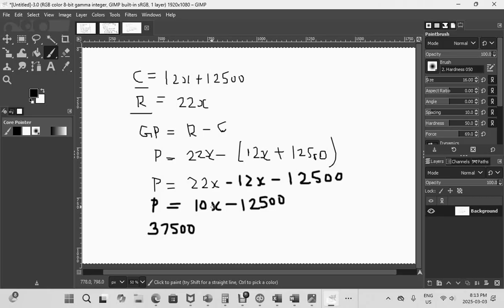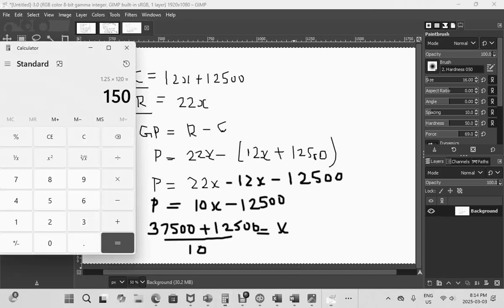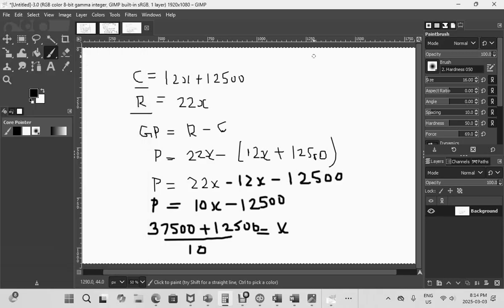And if you isolate for x, this becomes 37,500 plus 12,500 divided by 10 equals x, with x representing the total number of units. So we know that 37,500 plus 12,500 divided by 10 equals 5,000. So we know that x equals 5,000 units. This will be your solution.